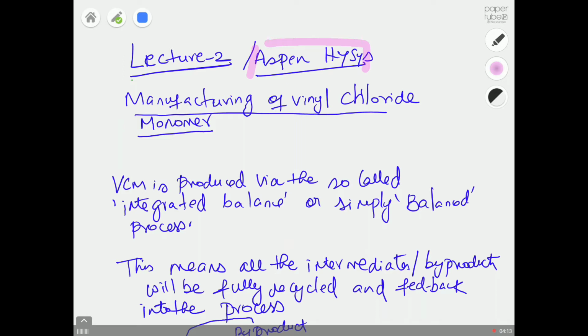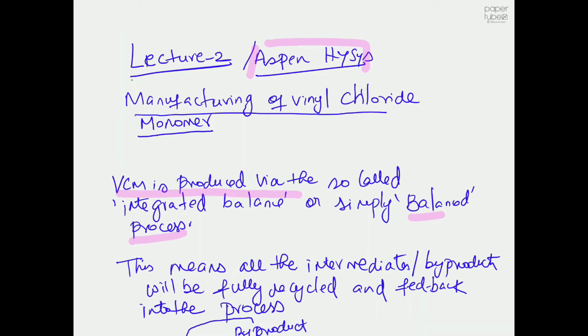So let's start. This vinyl chloride monomer is normally produced via what we call an integrated balanced process, or if you want we can simply call it a balanced process. So just follow the highlighter, the pink highlighter.